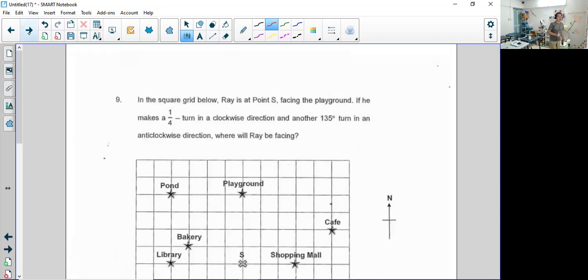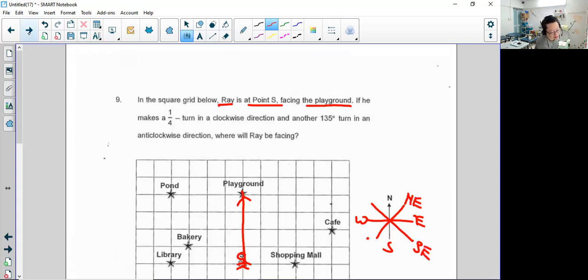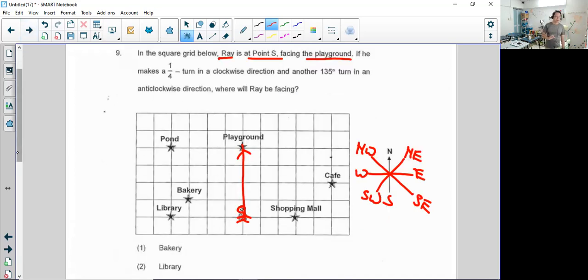Question 9, in the square grid below, Ray is at point S facing the playground. So he is over here, point S facing the playground, right? Before you solve the problem, you will need to draw your compass completely, right? Draw your compass clearly. So your north, south, west, and east, and you will need to put the 8-point compass. So your northeast, then your southeast, southwest, and your northwest. Okay, then you read the question. Oh, by the way, we can also put the compass onto the diagram. All right, how do we put the compass onto the diagram?